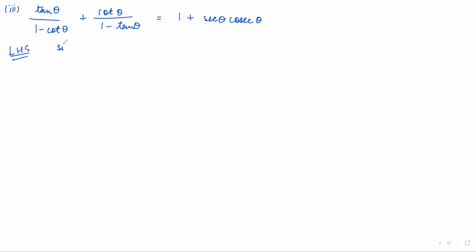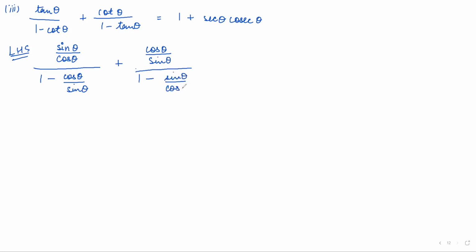Okay, I'm writing it directly. Now, tan theta is sin theta by cos theta, right? And then divided by 1 minus cot theta, and cot theta is cos theta divided by sin theta. So write it very carefully. Plus, now this cot theta is cos theta divided by sin theta, and then divided by 1 minus sin theta by cos theta. So I have converted into sin and cos.